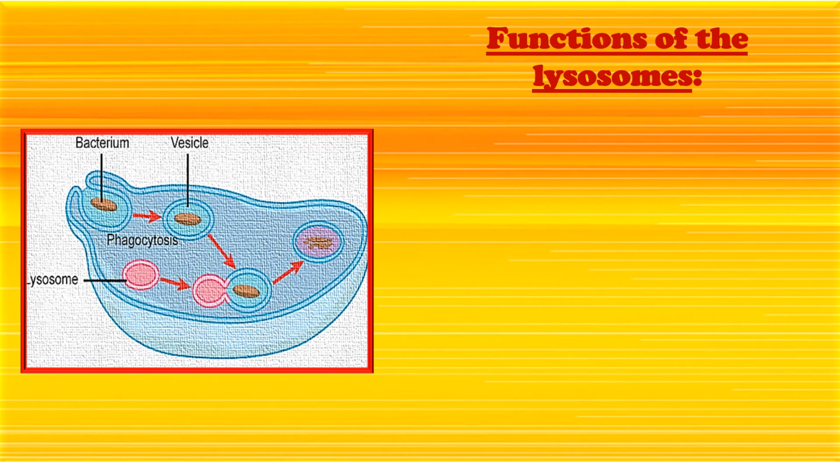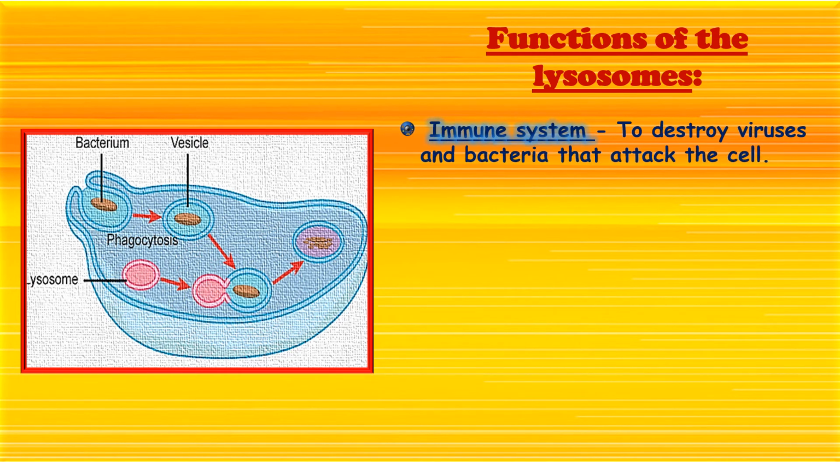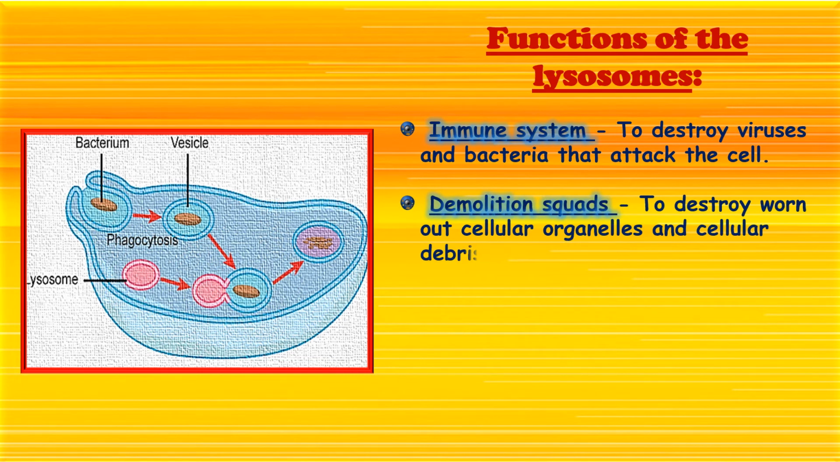The functions of the lysosomes: they destroy viruses and bacteria that attack the cell. Therefore, they help our immune system. When they attack these viruses and bacteria, our body does not get that disease. Then they are also called demolition squads. They destroy worn out cellular organelles and cellular debris, cellular waste.